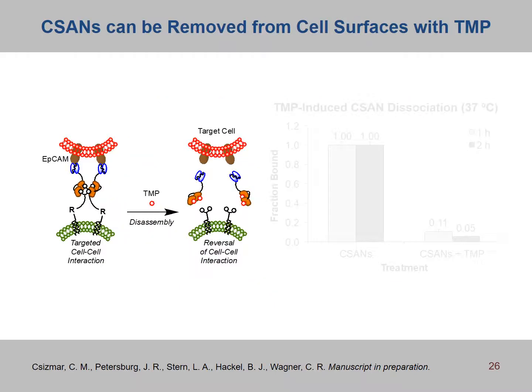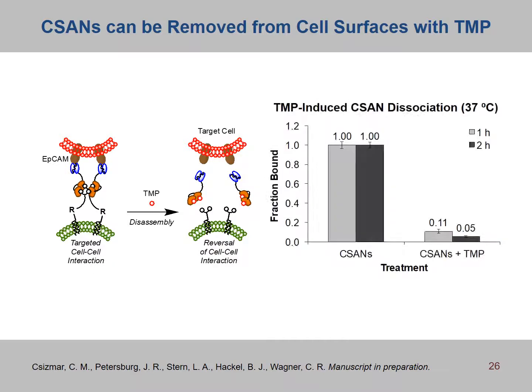We also wanted to demonstrate that we could still remove the targeting elements from the cell surface by disassembling the nanorings with trimethoprim. When C-SAN labeled cells were incubated with clinically relevant concentrations of trimethoprim at 37 degrees, we observed a time-dependent loss of the targeted subunits from the cell surface, with 95% of the modification removed within 2 hours.